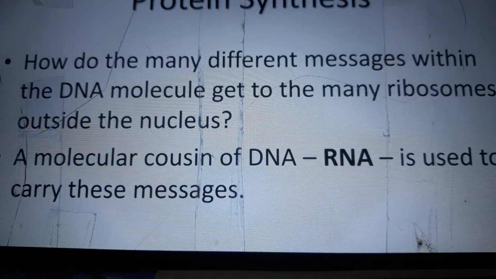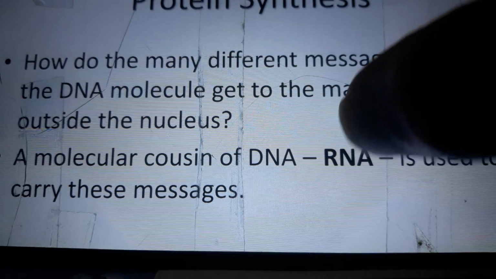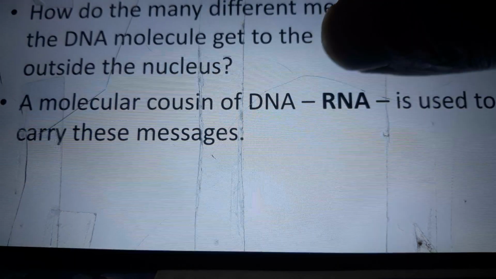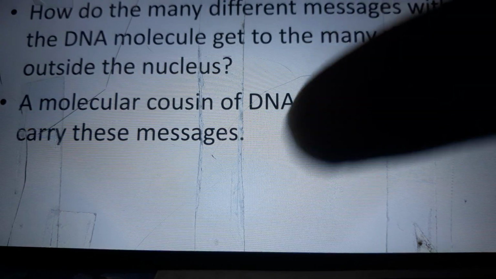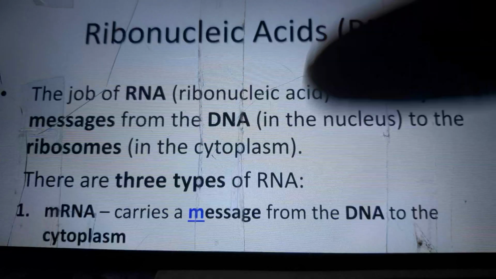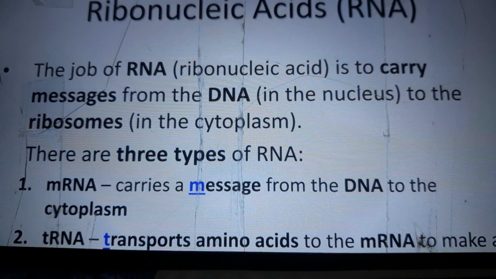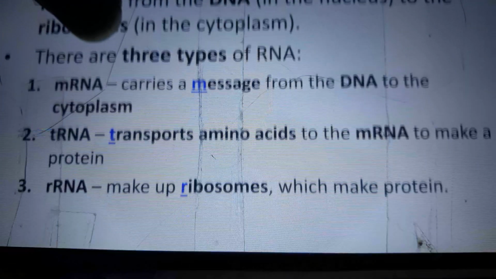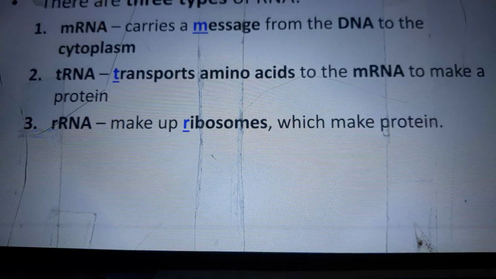Now, protein synthesis. How do the many different messages within the DNA molecule get to the many ribosomes outside the nucleus? A molecular cousin of DNA, RNA, is used to carry these messages. Ribonucleic acids. The job of RNA is to carry messages from the DNA in the nucleus to the ribosomes in the cytoplasm. There are 3 types of RNAs.